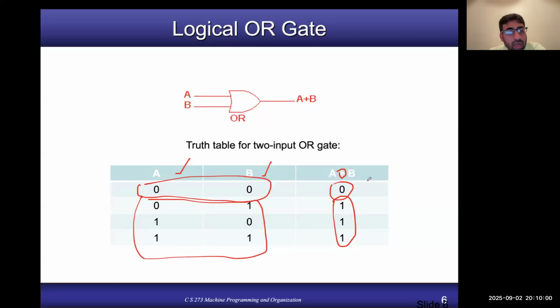So this is the OR operation, and this is the symbol for the OR gate. On the input you have two, A and B, and on the output you have A plus B. Okay.